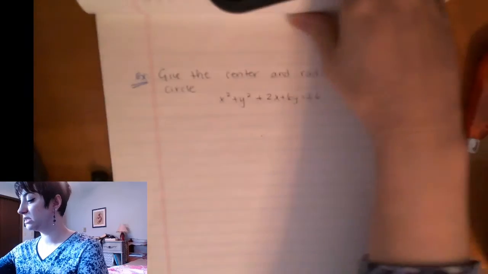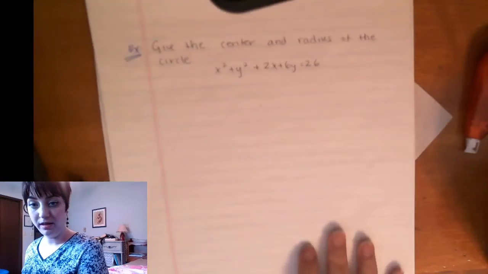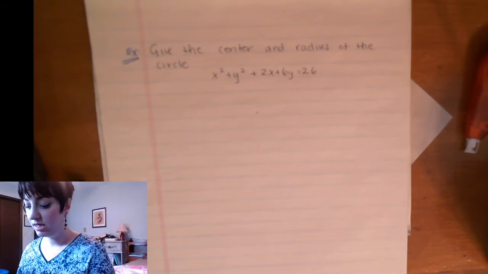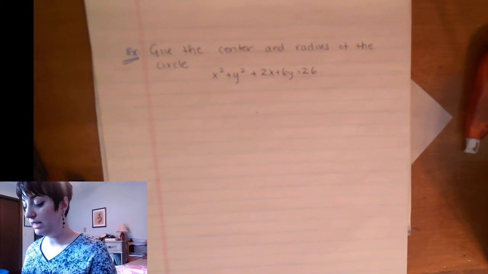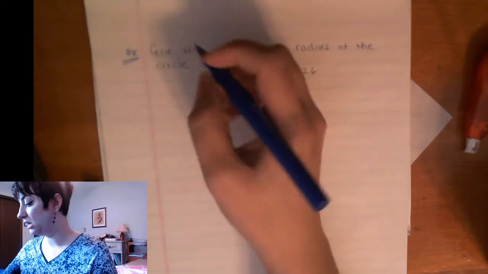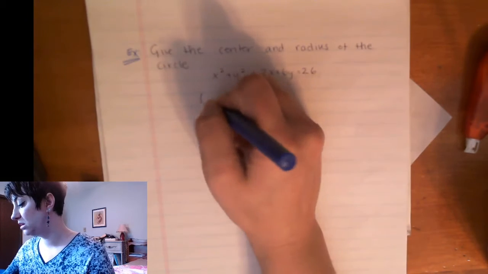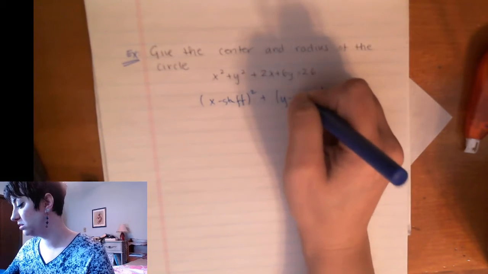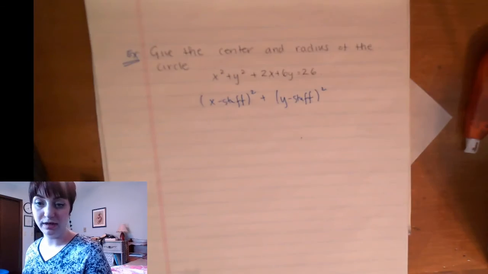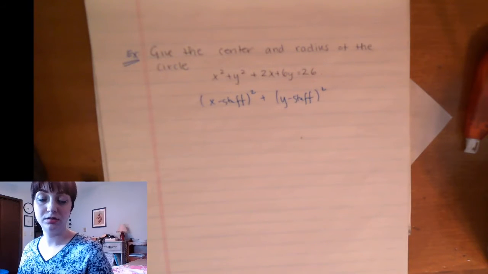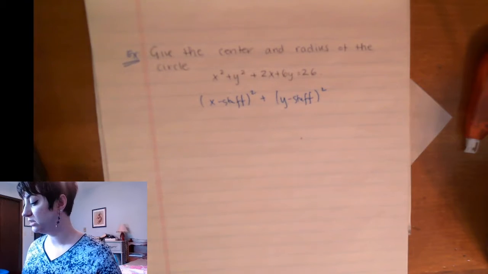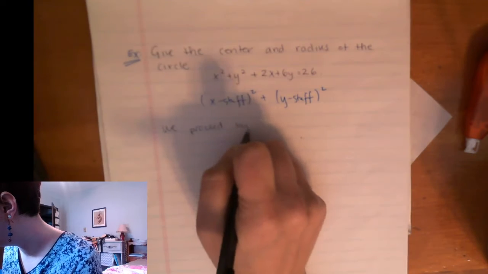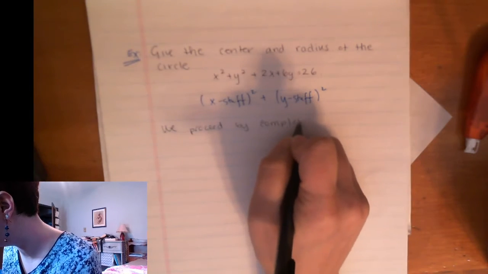If, however, it's given to you in this form, x squared plus y squared plus 2x plus 6y equals 26, that's not in the right form. What I need is x stuff squared plus y stuff squared. That's what I need for the standard form of the circle. So in order to do that, we're going to complete the square.